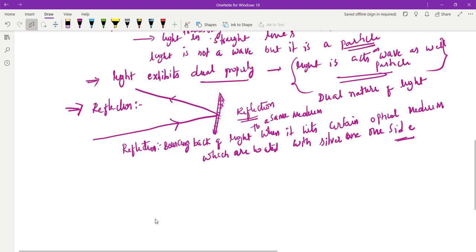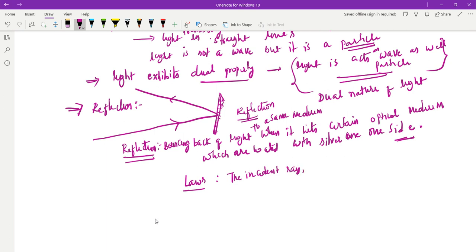Okay, one side is called reflection. There are a few laws of reflection. First law: the incident ray, reflected ray, and normal lie on the same plane. So this is the first law of reflection.